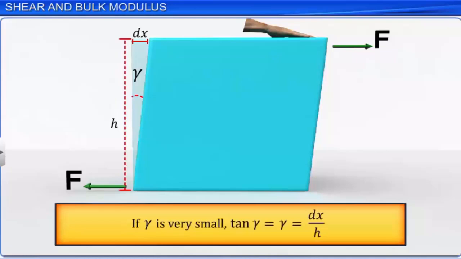The ratio of shear stress to shear strain for a material is the shear modulus or the modulus of rigidity and is denoted by the symbol G.